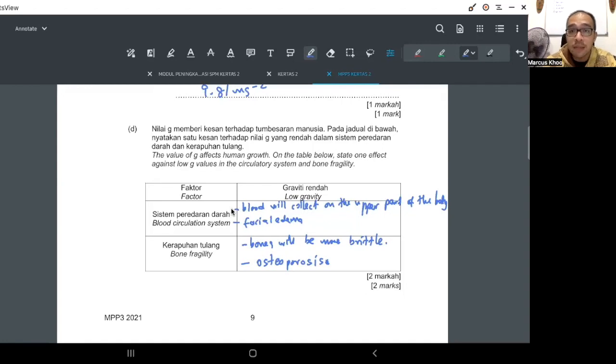So yeah, these are the possible answers. Of course, you don't have to give all 4 lah. You can just give 1 for each lah. Just giving you more than 1 option in case you want any more answers besides this.